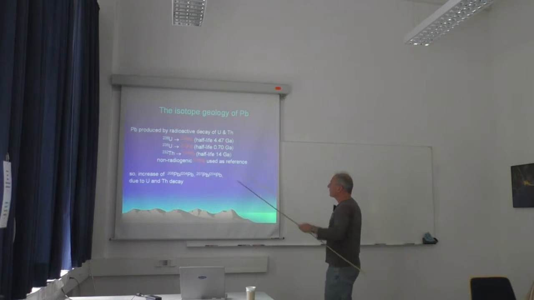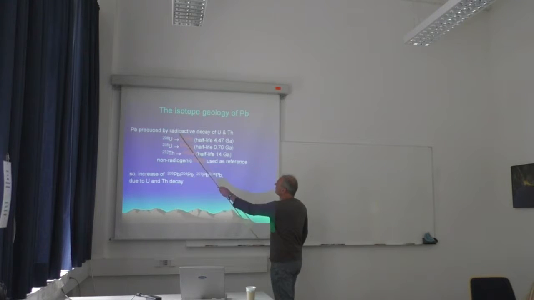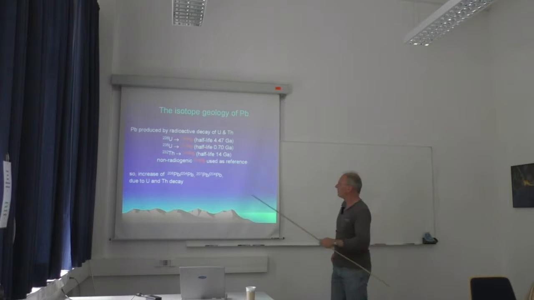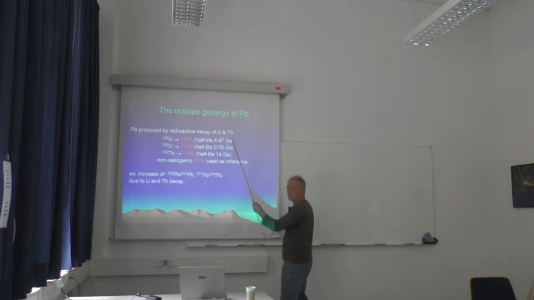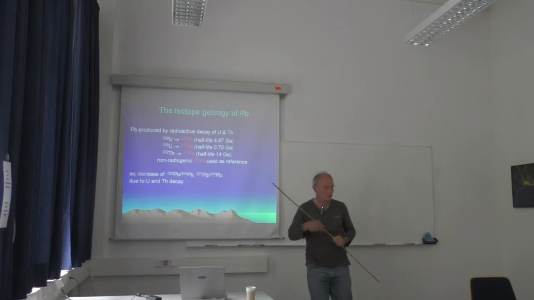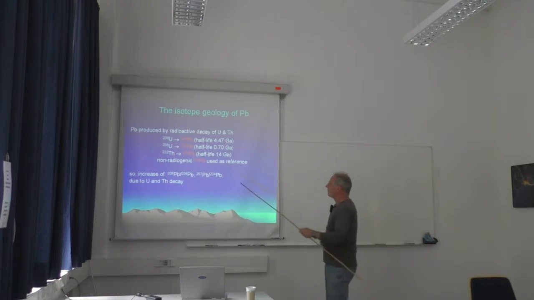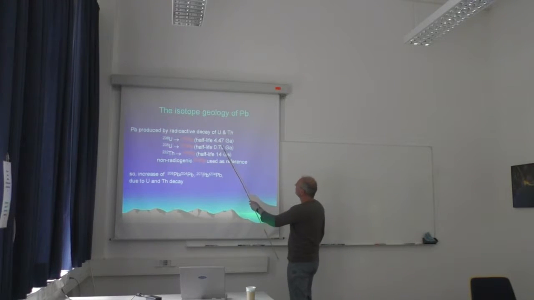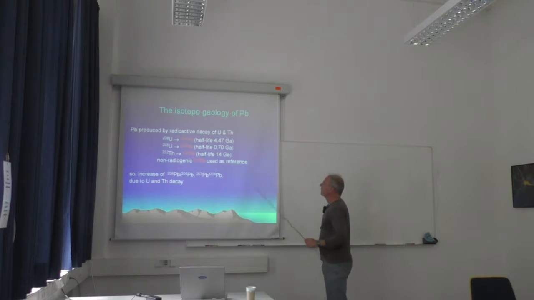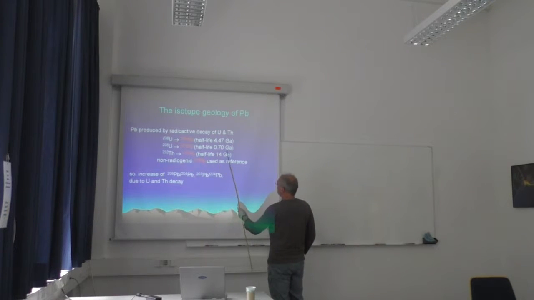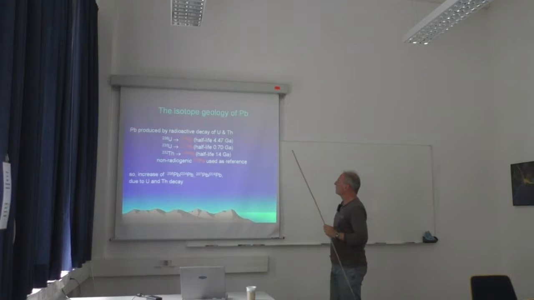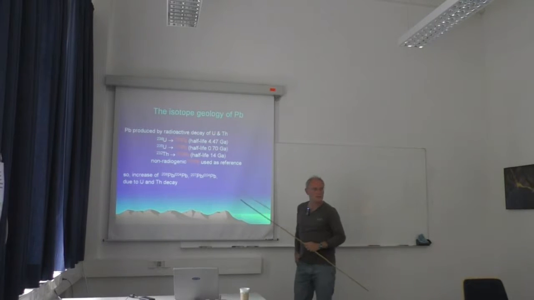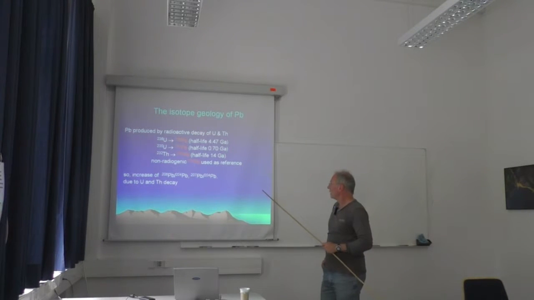And these three radioactive nuclides have different half-lives. That's also very important. The half-life of uranium-238 is more or less in the range of the age of the Earth. The half-life of uranium-235 is much lower, only 700 million years. And the half-life of thorium is the longest of all these three. So we have different production rates of these three lead isotopes.